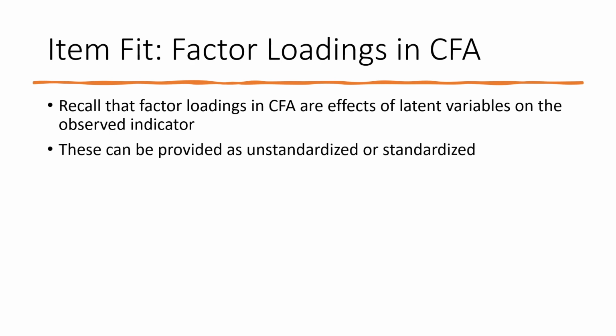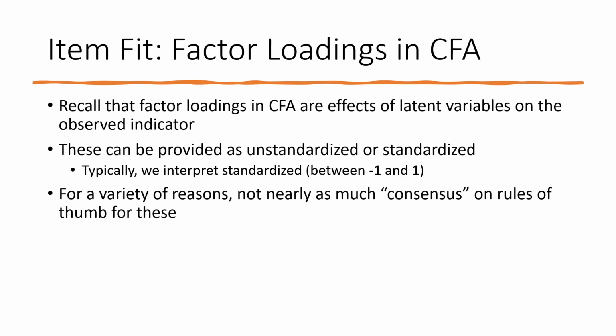Now, the item loadings can be provided as unstandardized or as standardized, but typically for item loadings, we report them as standardized. And standardized puts that item loading between -1 and +1, and we really interpret that as a correlation or linear relationship. Now, there's, again, not nearly as much consensus on the rules of thumb for these items, and there's a lot of potential reasons.